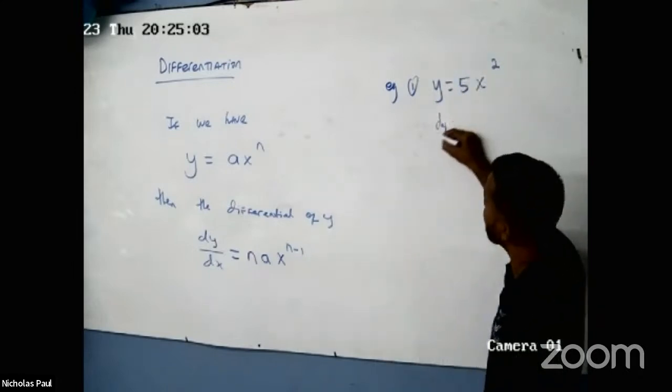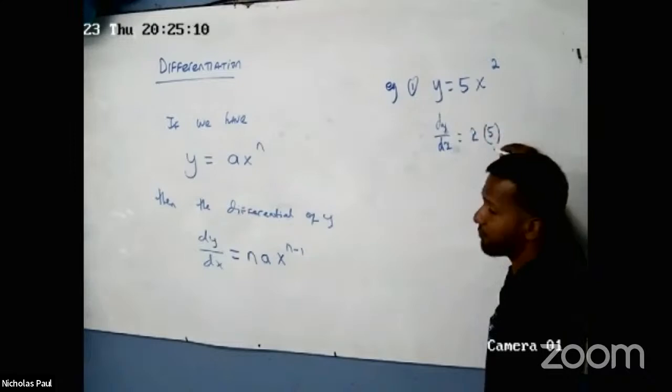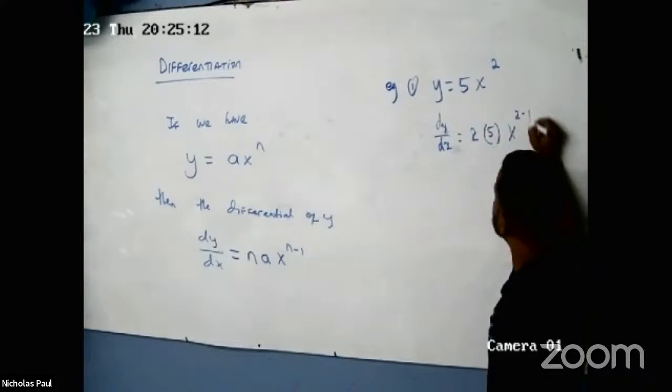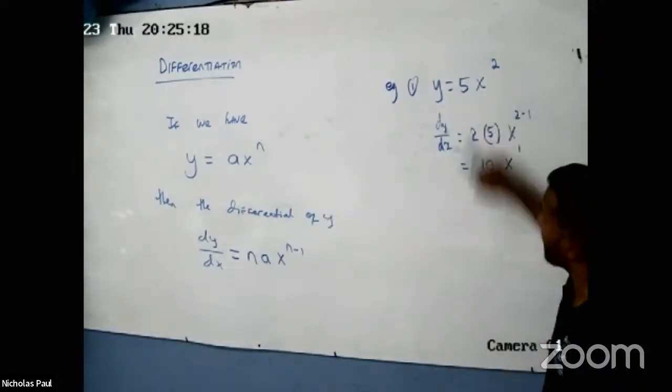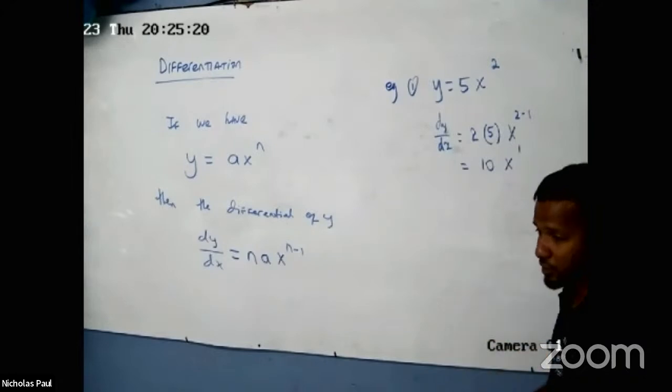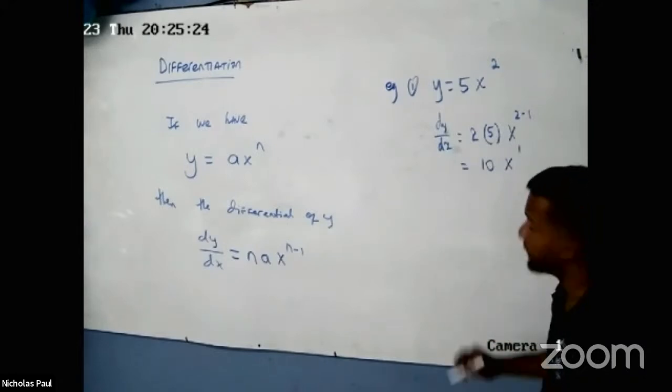So what do you see? dy/dx: you bring down the 2, you write back the 5, and then subtract 1 from the power. So that's 10x to the power of 1. That's it. You just differentiate that. That's it for differentiation. Bring down the power and subtract 1. That's it.